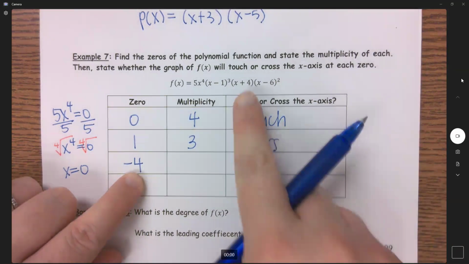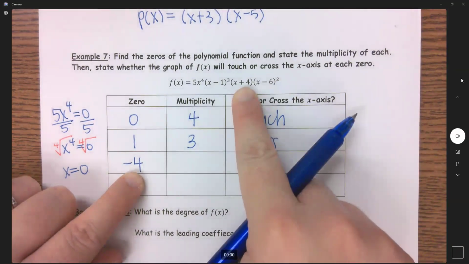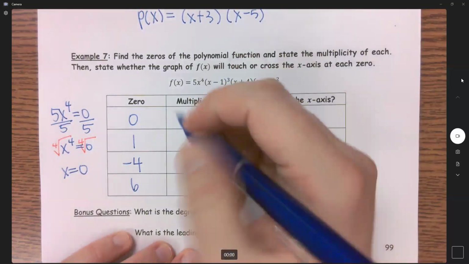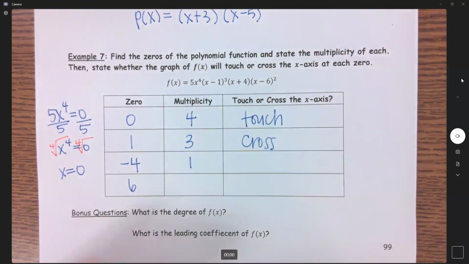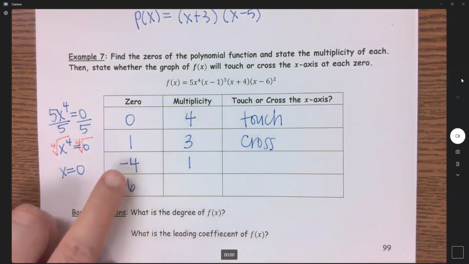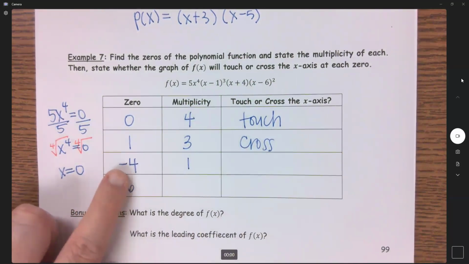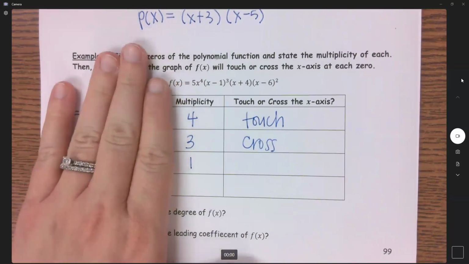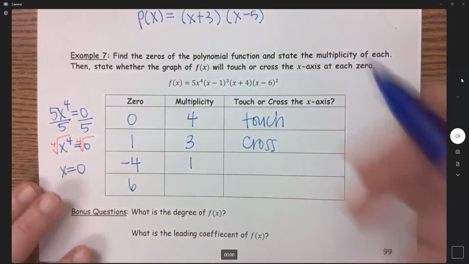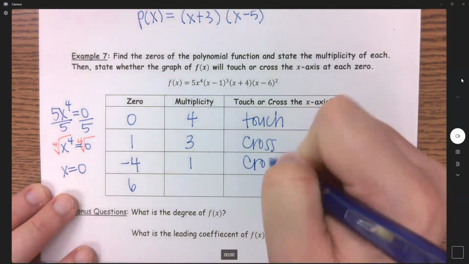When I have a 0 at -4, what is your multiplicity here? If you don't see an exponent, that's a known 1. Now this is a good example. I have an odd multiplicity and an even 0. I don't care about even or odd from this 0 here. I'm looking at even or odd from multiplicity. Because I have an odd multiplicity, this crosses.